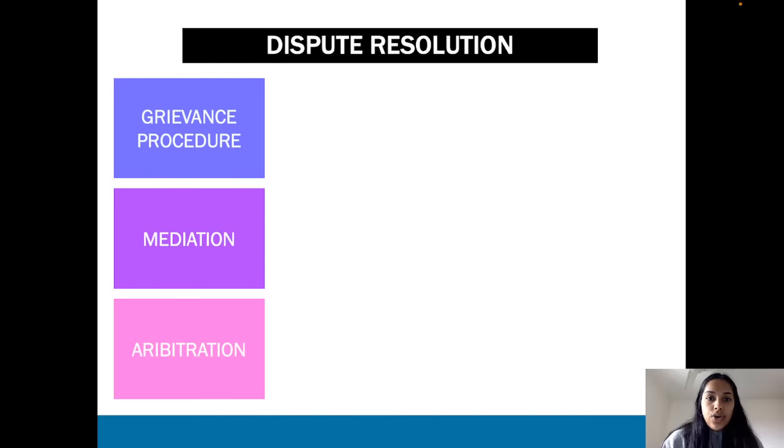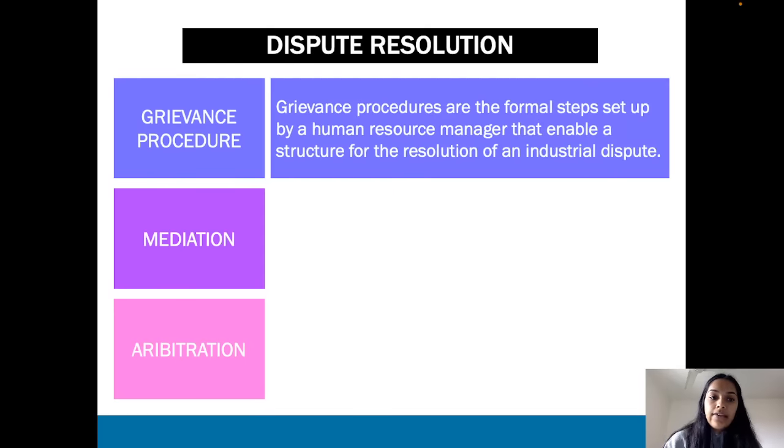All right, so then we have our three methods of dispute resolution. So we have grievance procedure. This is where there are formal steps set up by a human resource manager that enable a structure for resolution of an industrial dispute. So often the grievance procedure can be found in the employee contract. So in the case that employees have some sort of issue within the workplace, there's those steps, which is the grievance procedure, which they can follow to address that.